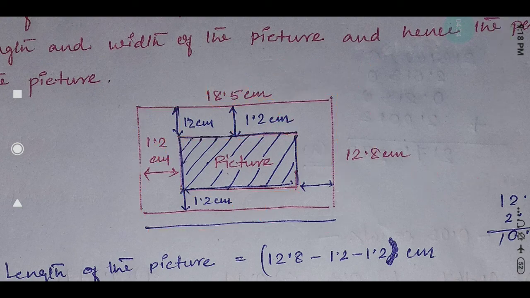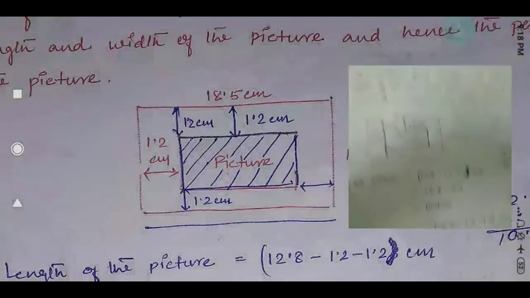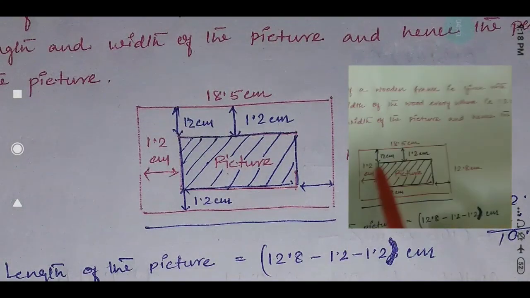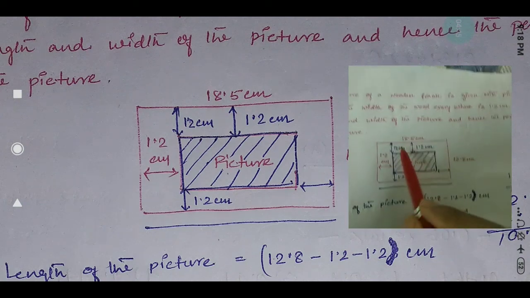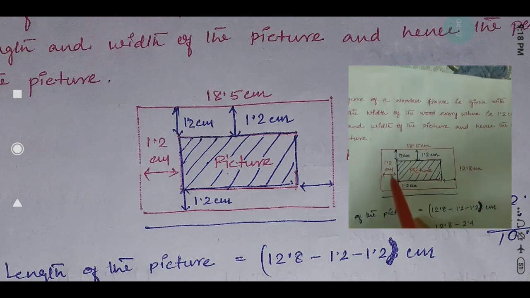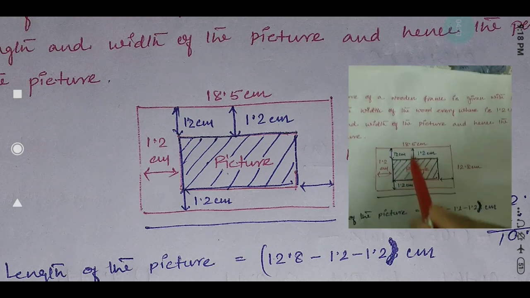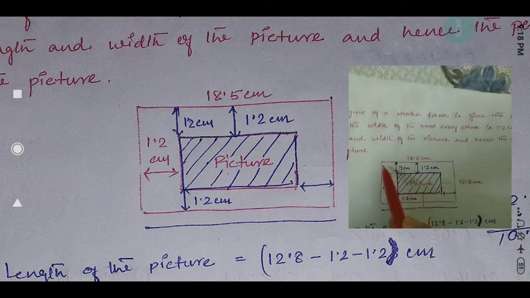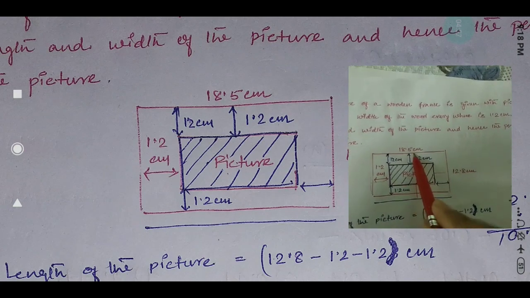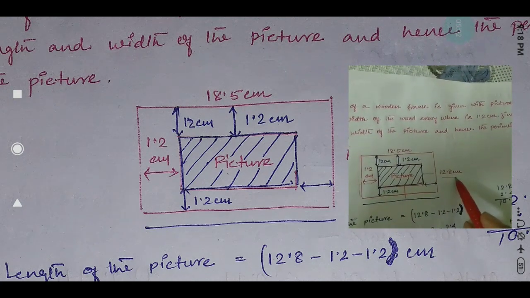Okay, I'm doing it on a page. See here, so that wooden frame, the width inside that frame is given here as 1.2 centimeter on all sides, here also 1.2 centimeter, this also 1.2, this also 1.2, this also 1.2 centimeter, and the frame length is your 18.5 centimeter, the breadth is 18.5 centimeter, and the length is your 12.8.